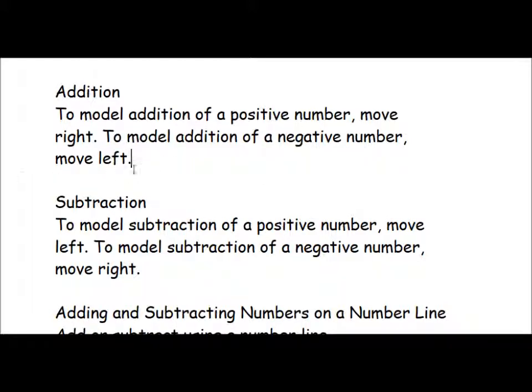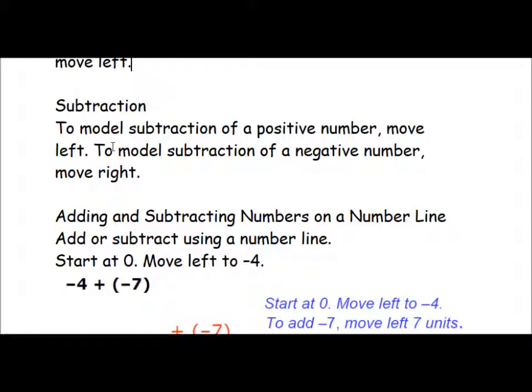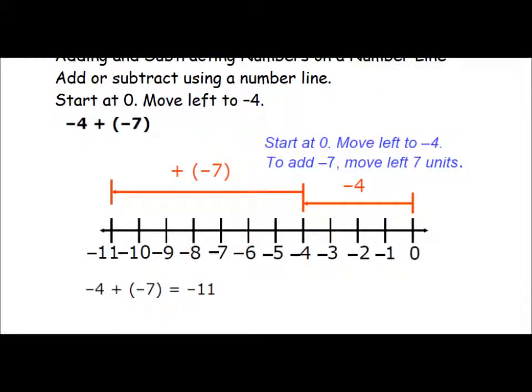On the left we have all negative numbers. On the right we have all positive numbers. To model subtraction of a positive number, move to the left. To model subtraction of a negative number, move to the right. Let's do an example to understand these rules.